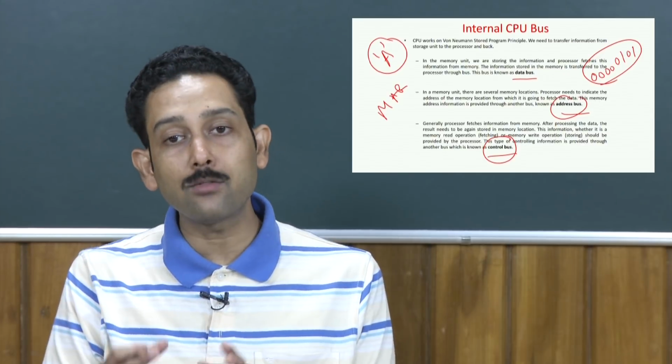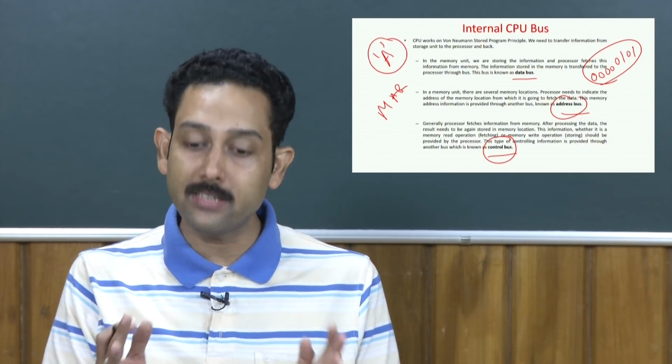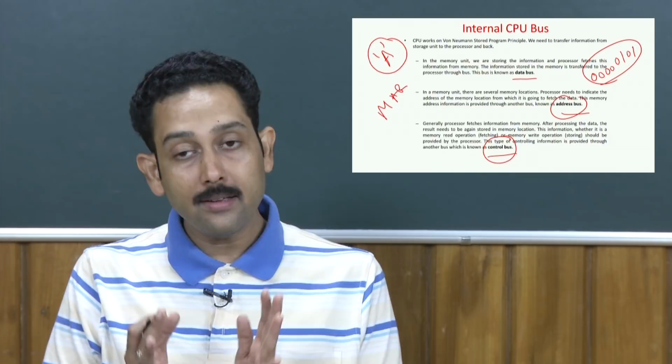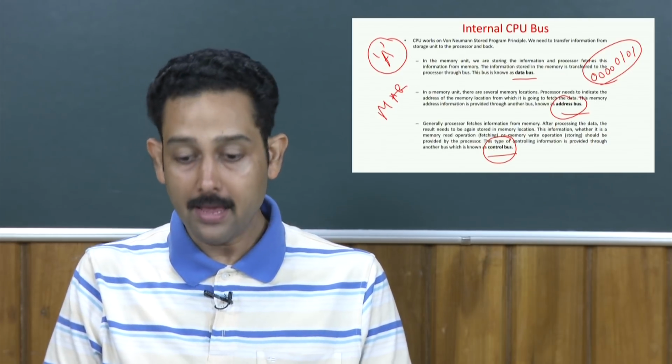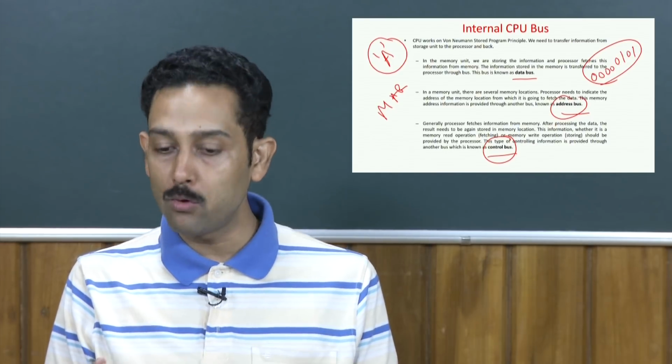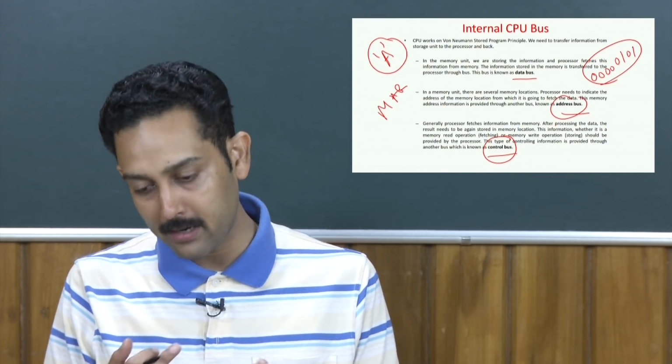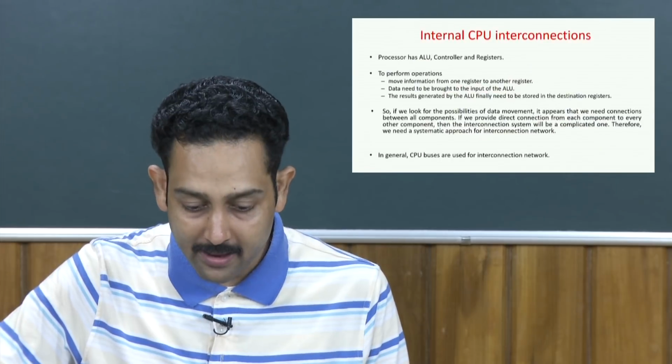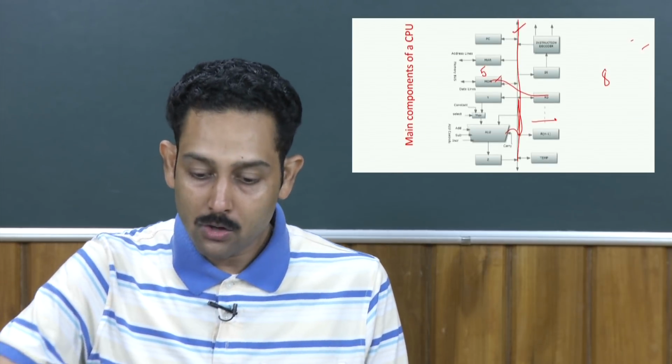So these three buses will together make a system bus or the internal CPU bus. There is only one internal CPU bus in a simple bus organization. But the address bus, data bus and control bus are segregated and they can be used simultaneously. There is no multiplexing between them.